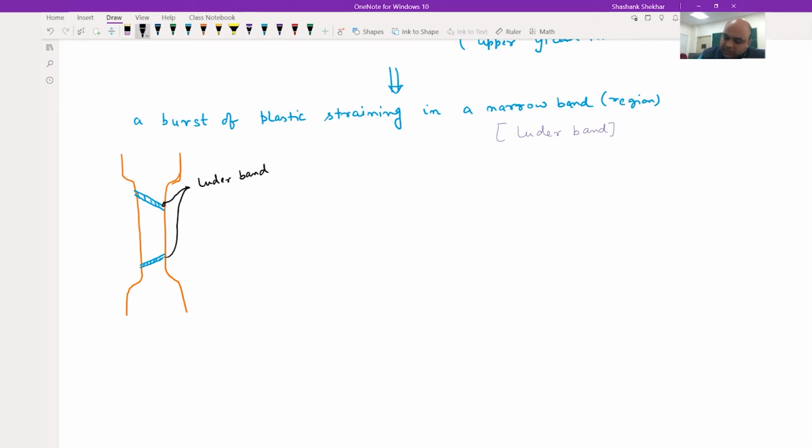Okay, so the strain rate can be given as b rho v, where rho is the dislocation density and v is the velocity of dislocations. Okay, now v is related to the stress. So higher the stress, the velocity is going to be higher.